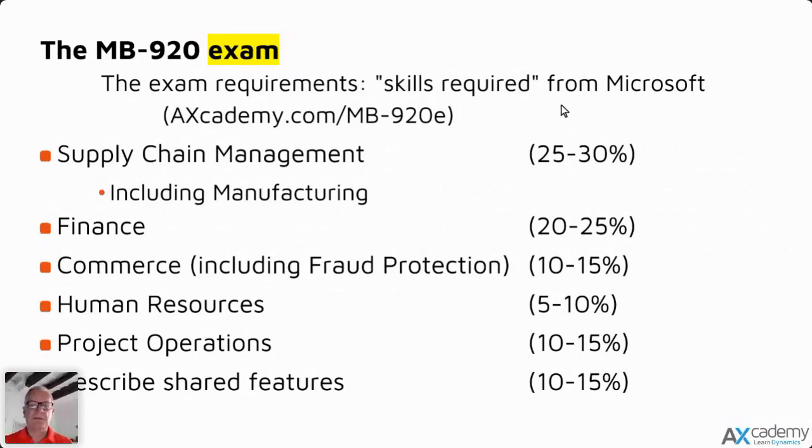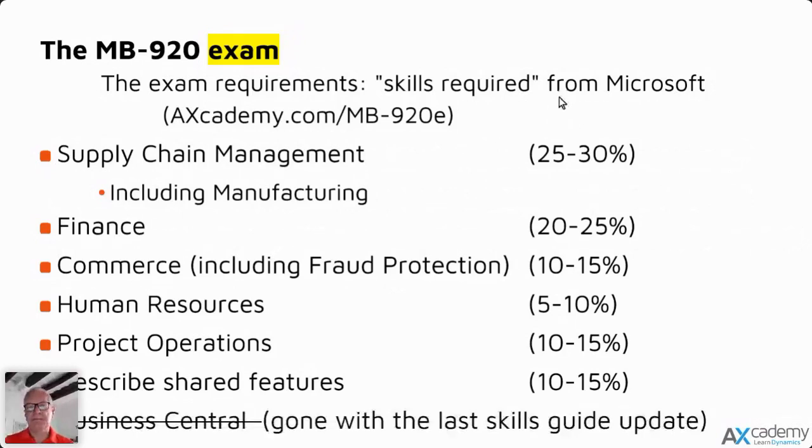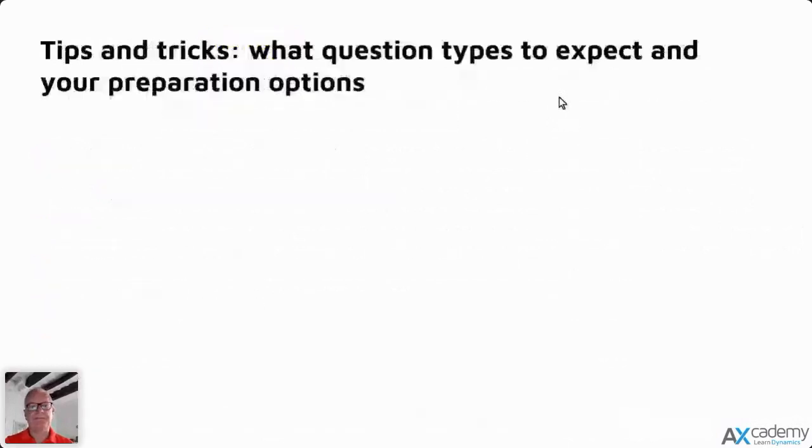So I will call the top ones, the supply chain management and the finance, plus the shared features, kind of classic things, even though it has a little bit of Power Platform and other things as well. And then we've got the newer apps and things that have been separated, taken out of, or combined, the things from finance operations, the commerce, human resources, and the project operations as well. No Business Central in the description, that is. I was in for a surprise at the exam, a surprise or two. Business Central did pop up.